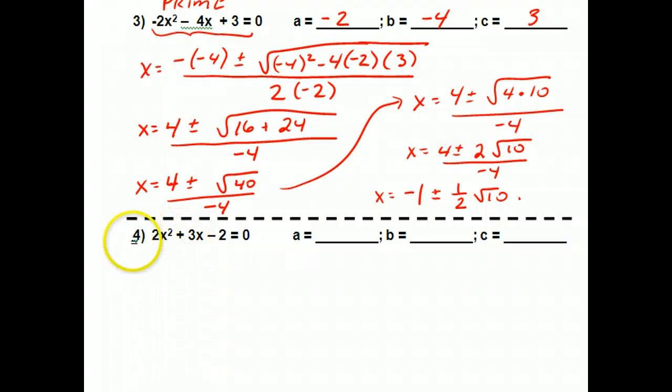What I was saying is that now you can just go into your calculator and find the decimal. So negative 1 plus 1/2 times square root of 10, find out what that decimal is. And same with negative 1 minus 1/2 square root of 10. Find out what that decimal is. Those are your two x's in decimal form that would solve this equation, which we would never be able to do if we factored it out.